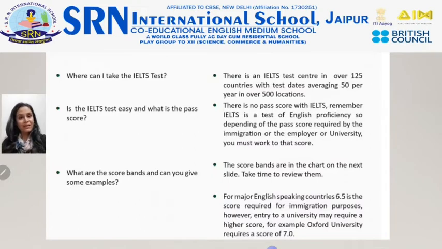Now you must be thinking, is the IELTS test easy and what is the passing score? Now let me tell you here that there is no passing score for IELTS. As you know, this is an English proficiency test, so depending on the score required by the immigration authority, the employer, the university or wherever you want to work, you need a particular band score. In my coming slides we will be discussing the chart of what the band scores are. For major English-speaking countries, you need 6.5 bands, and for universities, you need at least a 7 band score. Universities like Oxford require a 7 band score if you wish to study there.